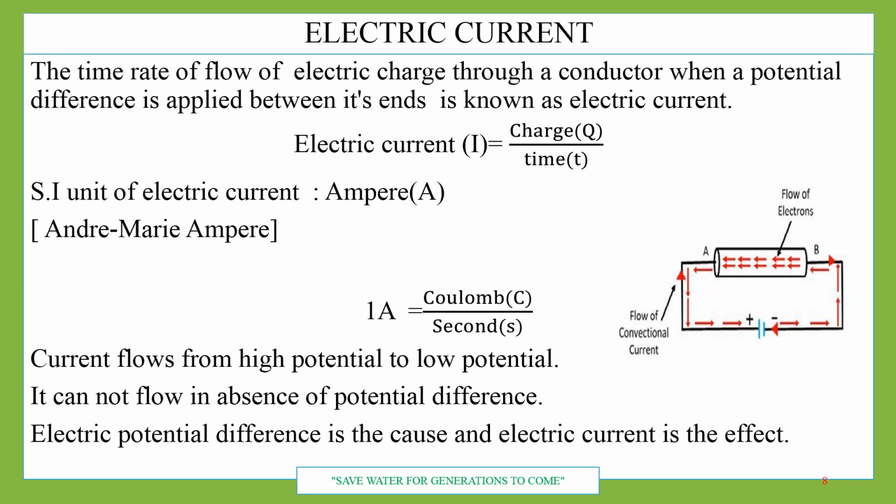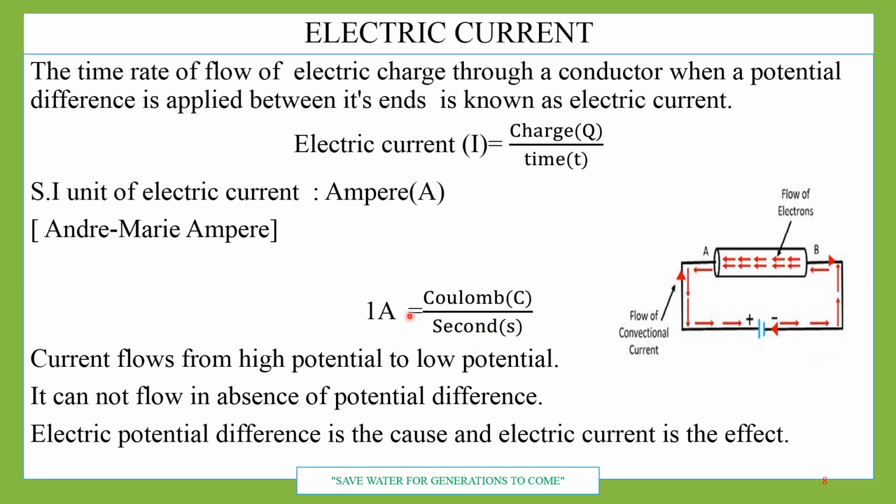Now after this, what happens when these charges are at rest or are flowing? So electricity is actually of two types: static electricity and current electricity. Current means flow, flowing. Current means motion. So we are going to study electric current, but not static electricity. We are going to study current electricity.